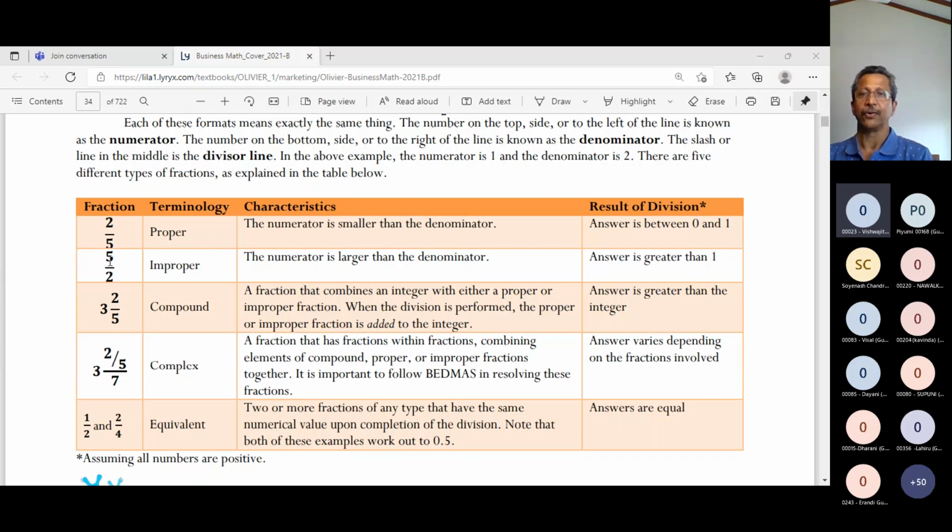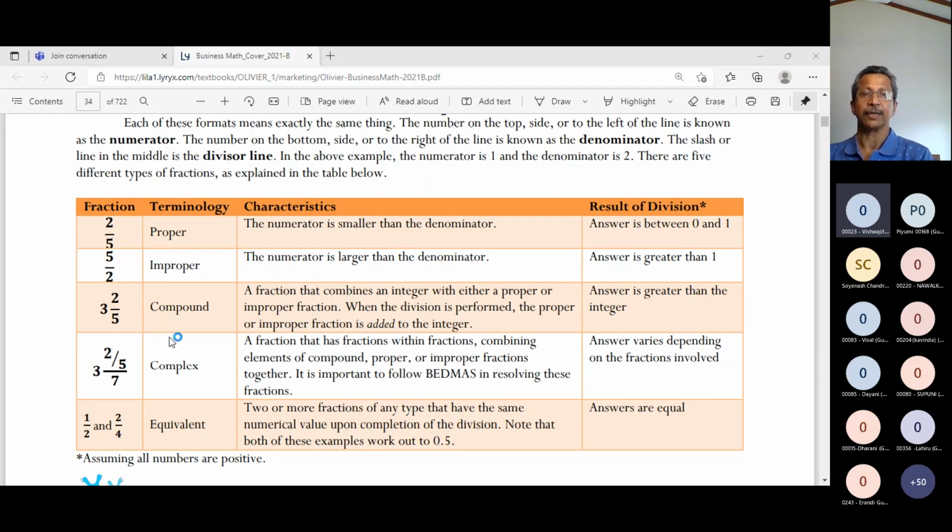Right? Now there are 5 types of fractions according to this definition. On the other hand, this is 5 divided by 2. Right? The numerator on top is higher than the denominator below. So this is called improper, and the answer is greater than 1. Always the answer is greater than 1.